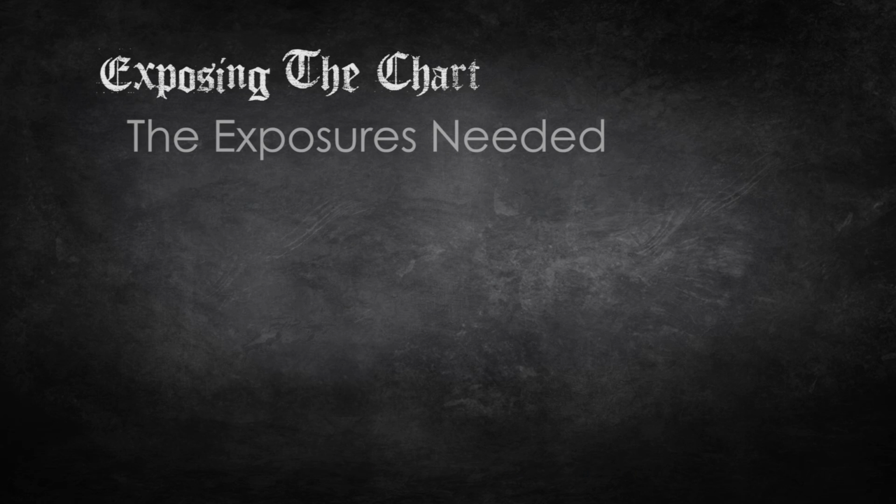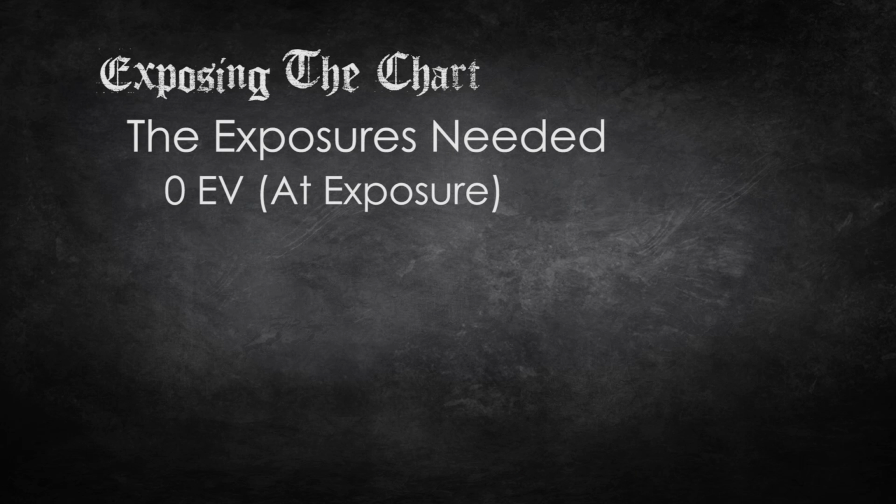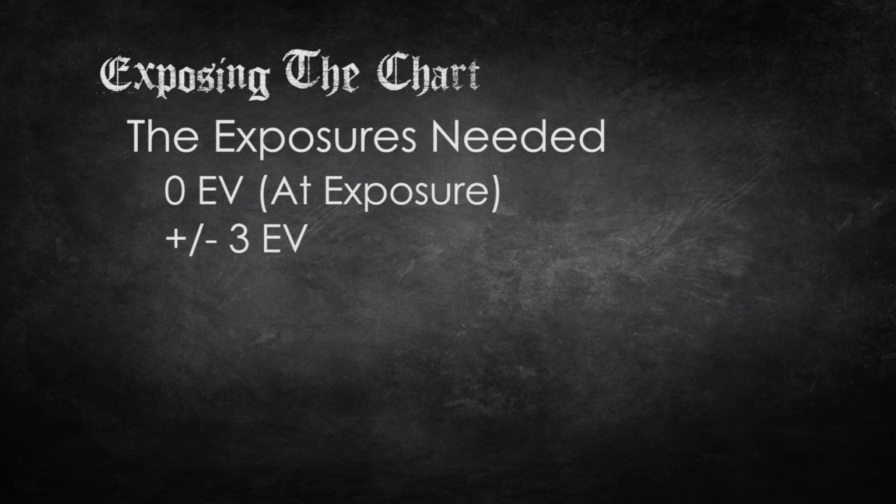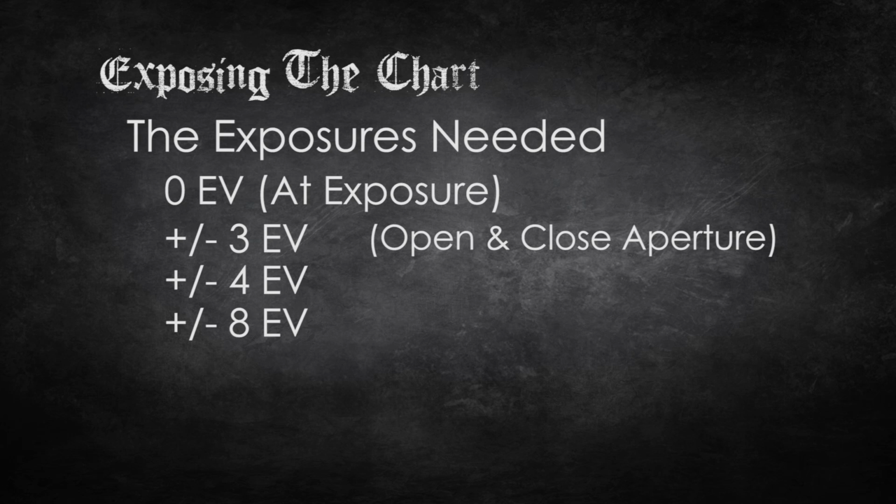The first exposure you take should be at exposure, or 0 EV. From there you'll need to take 6 more exposures at the following values: plus and minus 3 EV, plus and minus 4 EV, and plus or minus 8 EV. If I'm using a lens that allows me to open up and close down 3 EVs in each direction, then I'll shoot these exposures first.